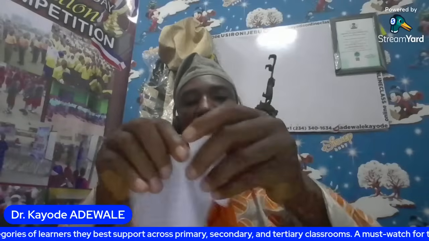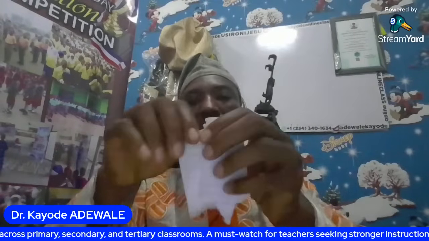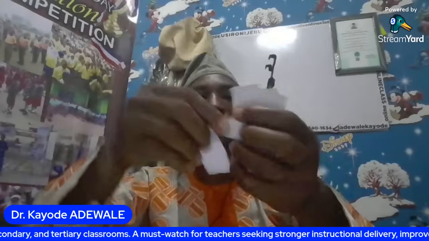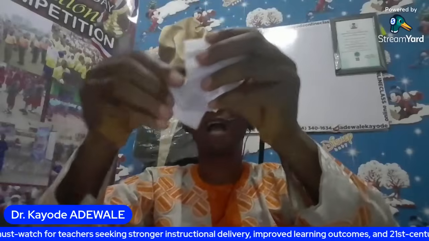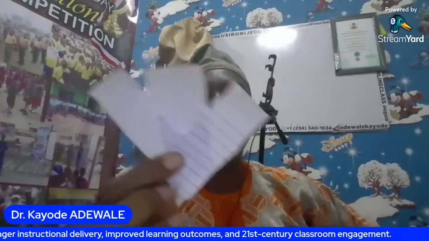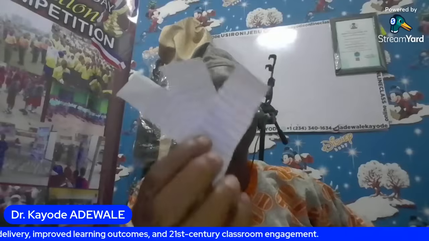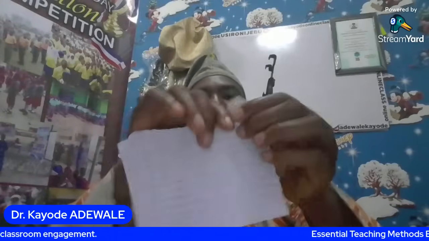This is 1, 2, 3, 4. So 1, 2, 3, 4, 5. And if I drop 3, and I tell you that this 3 in my hand, it is 3 out of how many papers? You tell me it is 3 out of 5. Now, I leave that. I come to this one now.